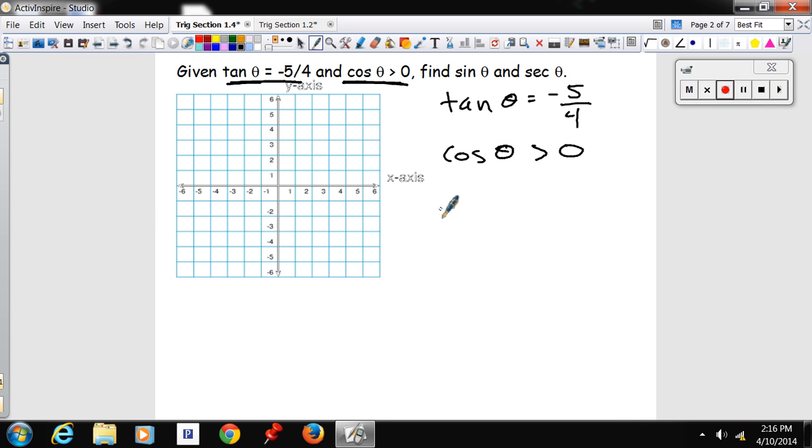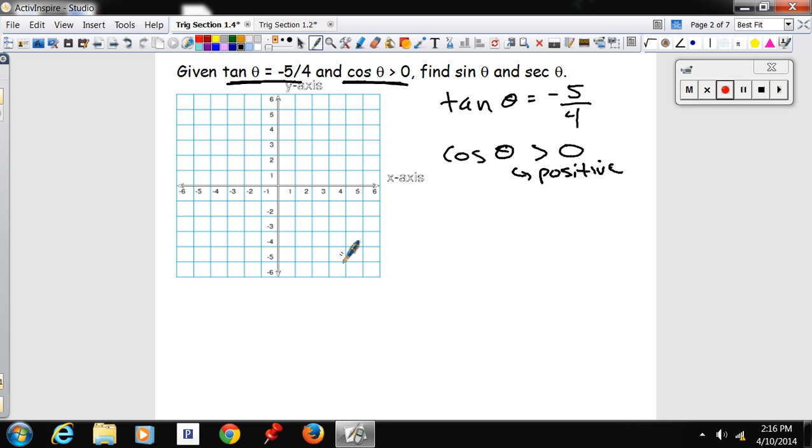So does that tell me what quadrant I'm in right now? Tangent's negative 5/4, but it's negative. Cosine is greater than 0. What does that mean? That means cosine is what? Positive. Greater than 0 means it's positive. So what quadrant, looking back on your unit circle now, has a negative tangent and a positive cosine? Quadrant 4. So now I know exactly where I'm going to be drawing my triangle. It's going to be in quadrant 4.